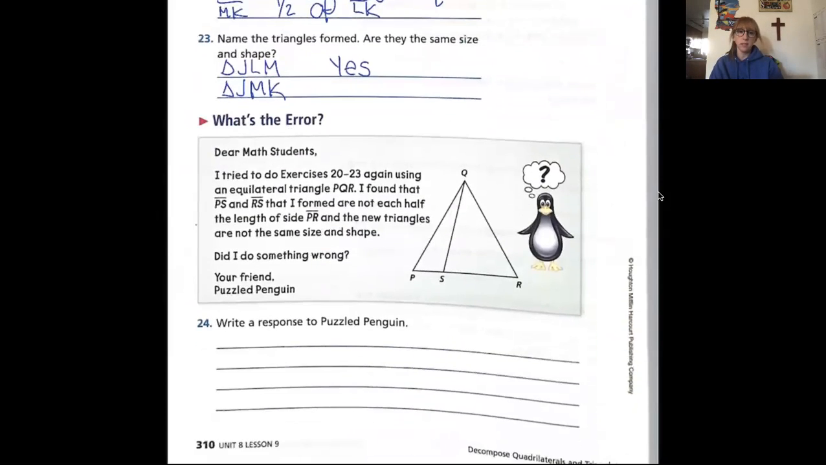Now, Puzzled Penguin says, "Dear math students, I tried to do exercises 20 through 23 again using an equilateral triangle PQR. I found that line segment PS, so this one, and line segment RS that I formed are not each half of the length of side line segment PR." So he wants it to be half of that. "And the new triangles are not the same size and shape. What did I do wrong?"